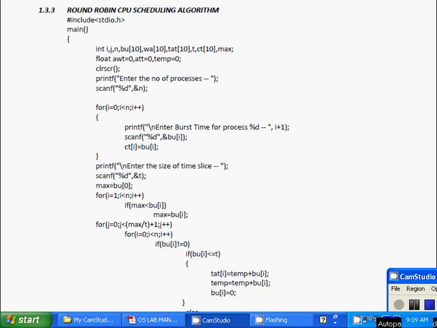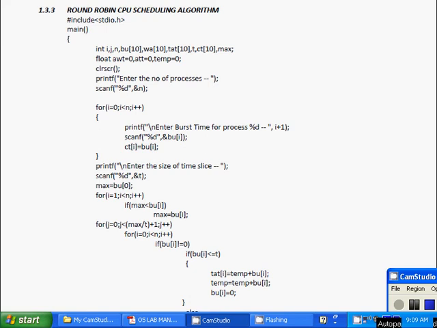The other term is turnaround time. From the point of view of a particular process, the important criterion is how long it takes to execute that process. The interval from the time of submission of a process to the time of completion is the turnaround time. Turnaround time is the sum of the periods spent waiting to get into memory, waiting in the ready queue, executing on the CPU, and performing some input-output operation.